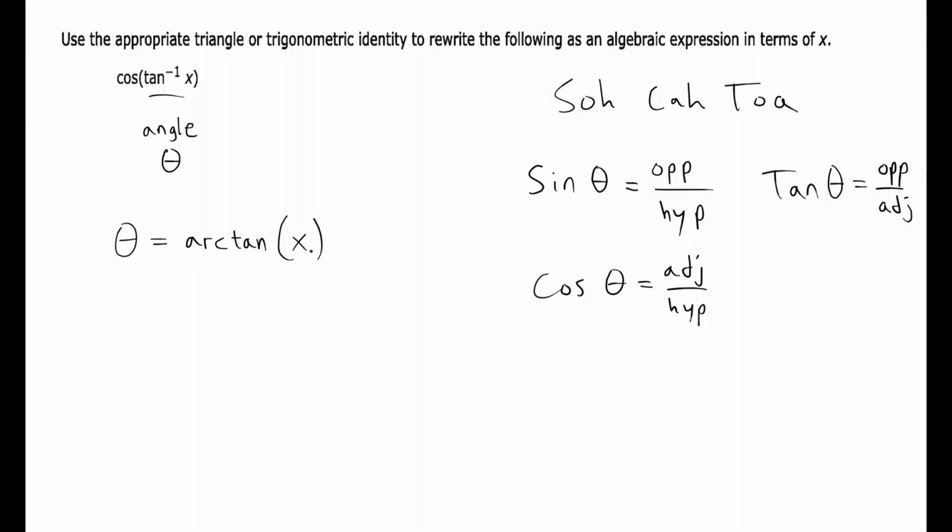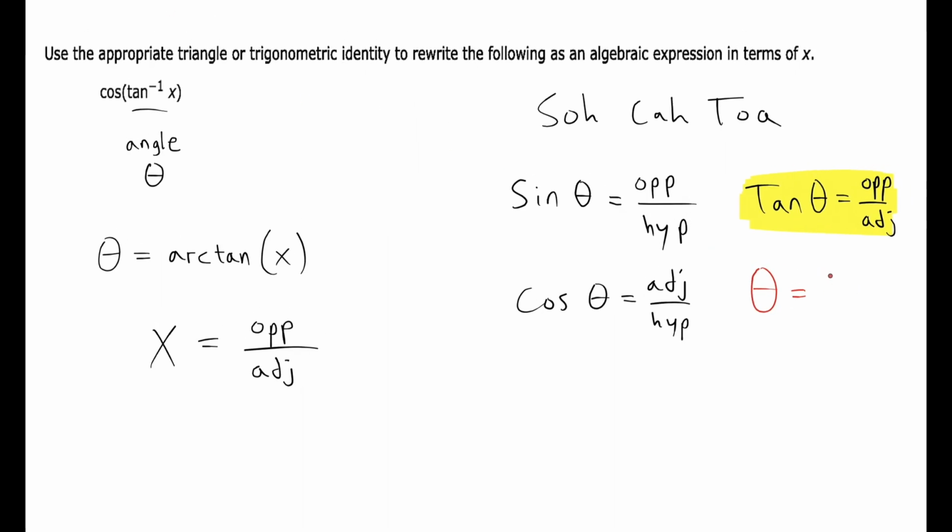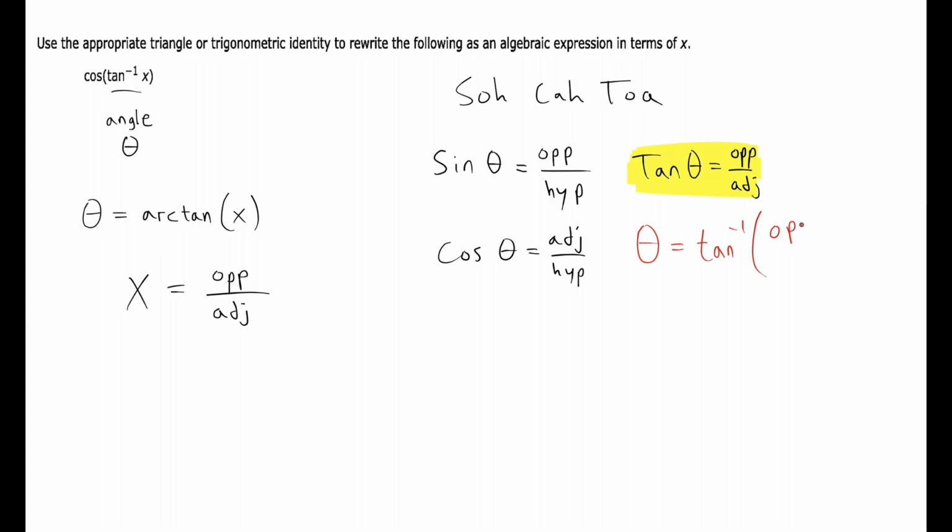So since they're looking for arctan of x, I can draw a triangle in which x represents the opposite over the adjacent. I'm just using this identity here, that tan of theta is opposite over adjacent. If we solve that, we would get that theta is the tan inverse of the opposite over the adjacent. That's what we have right here.